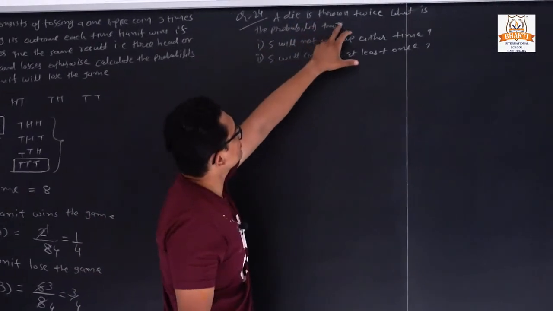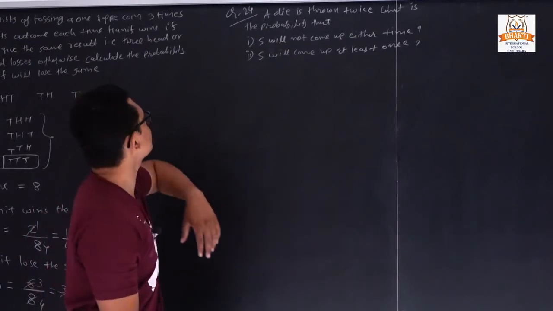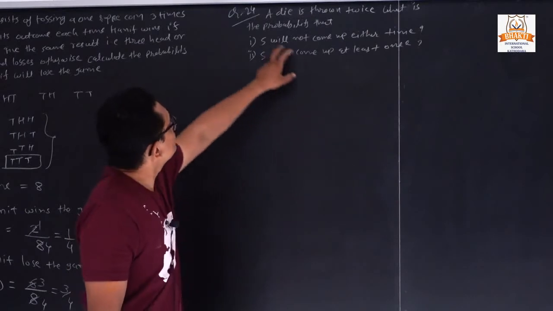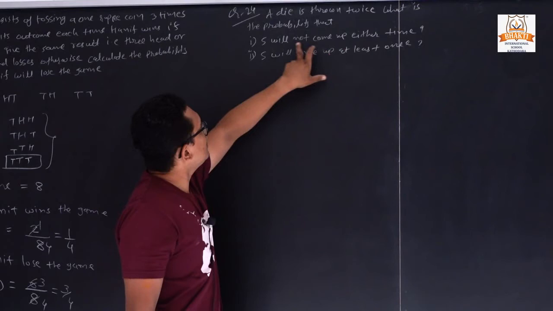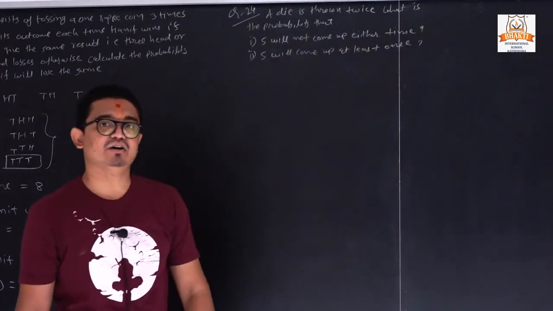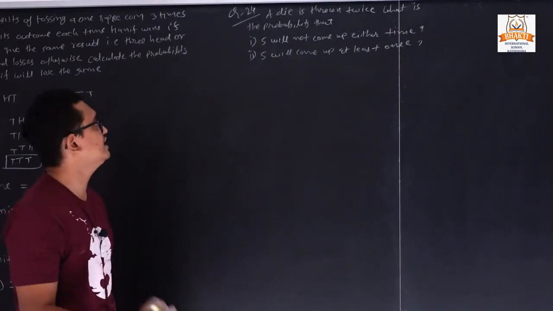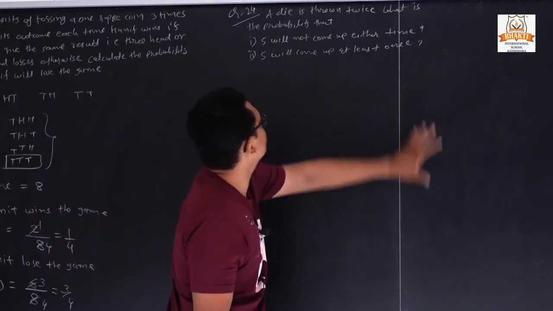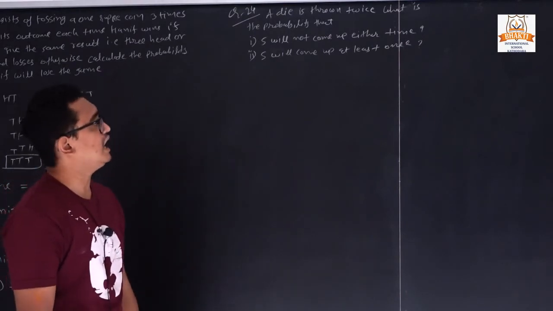Now next, question number 24. A dice is thrown twice. So once again we have 36 outcomes, which we already discussed in our question number 22. What is the probability that 5 will not come up either time? Clear? So 5 will not come up either time means the first and second dice both, and 5 will come up at least once.